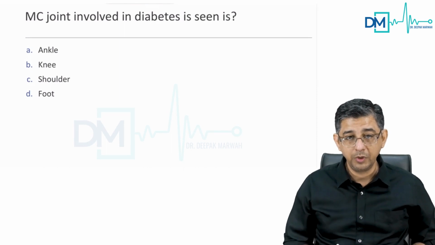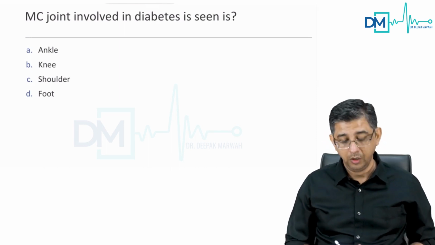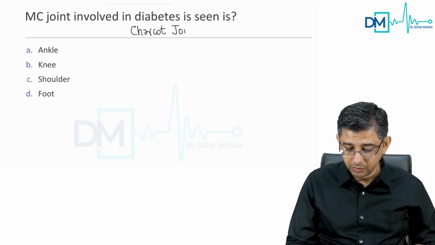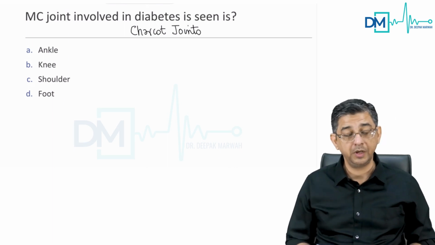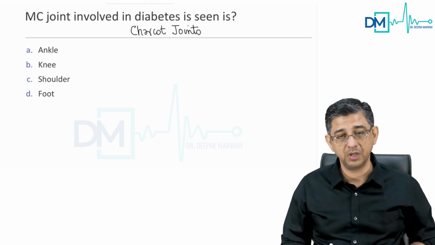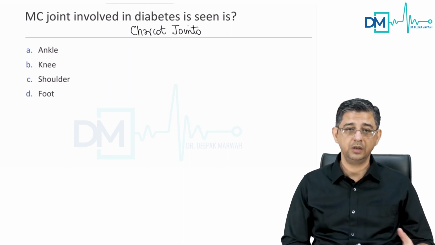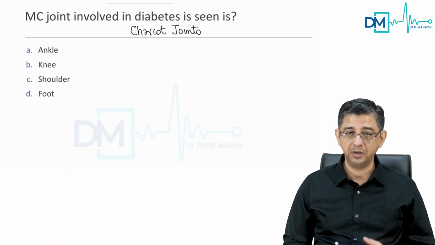What is the most common joint involved in diabetes? Now, instead of asking the traditional way, like earlier years, he was simply saying the word "Charcot joints are found in..." The answer is diabetes mellitus. And if you go through the previous year papers, I have mentioned Charcot joints are seen in diabetes mellitus. This time he just changed the English, right? He just said, what is the most common joint involved in diabetes.